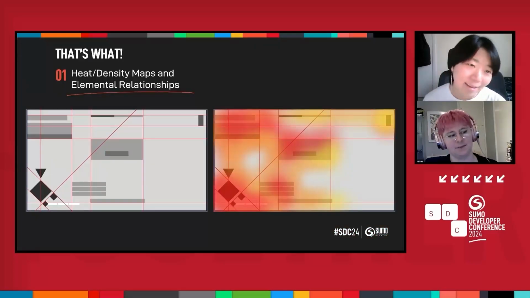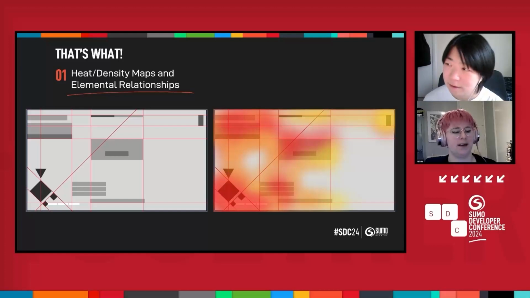Heat and density maps can help you establish elemental relationships. I like this. It makes my brain happy. I quite often will take screens and draw sort of 90-degree lines, straight lines between all of the elements, just to see how they overlap, where their relationships are, how weighted the screen is, because UX is fundamentally about relationships. How elements on screen relate to each other and what that tells us about those elements and what they are and how important they are.